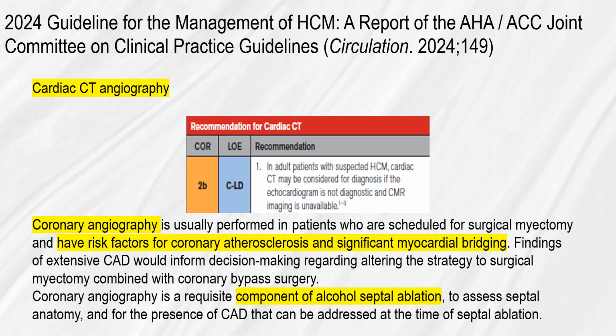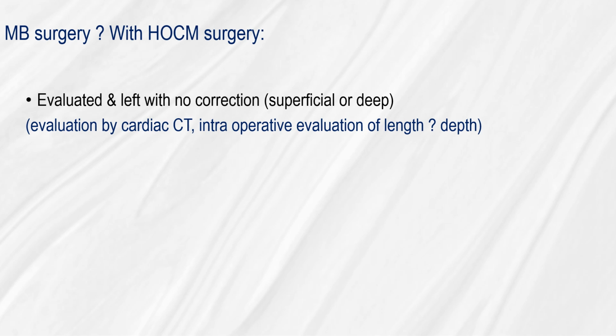In the 2024 guidelines, cardiac CT angiography is not indicated for routine investigation of myocardial bridge in HOCM cases. Coronary angiography is indicated if there are high risk factors for coronary atherosclerosis and evidence of significant myocardial bridge, without stating how to detect this significant myocardial bridge. The other possibility is that it was evaluated by cardiac CT or intraoperatively and left with no correction.